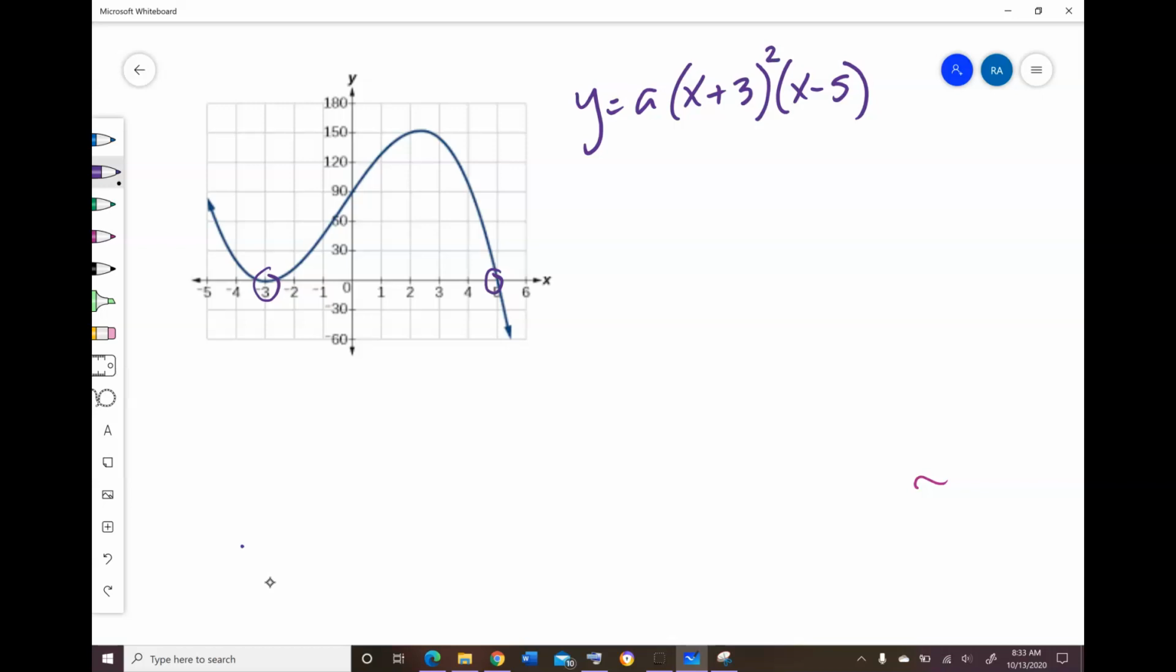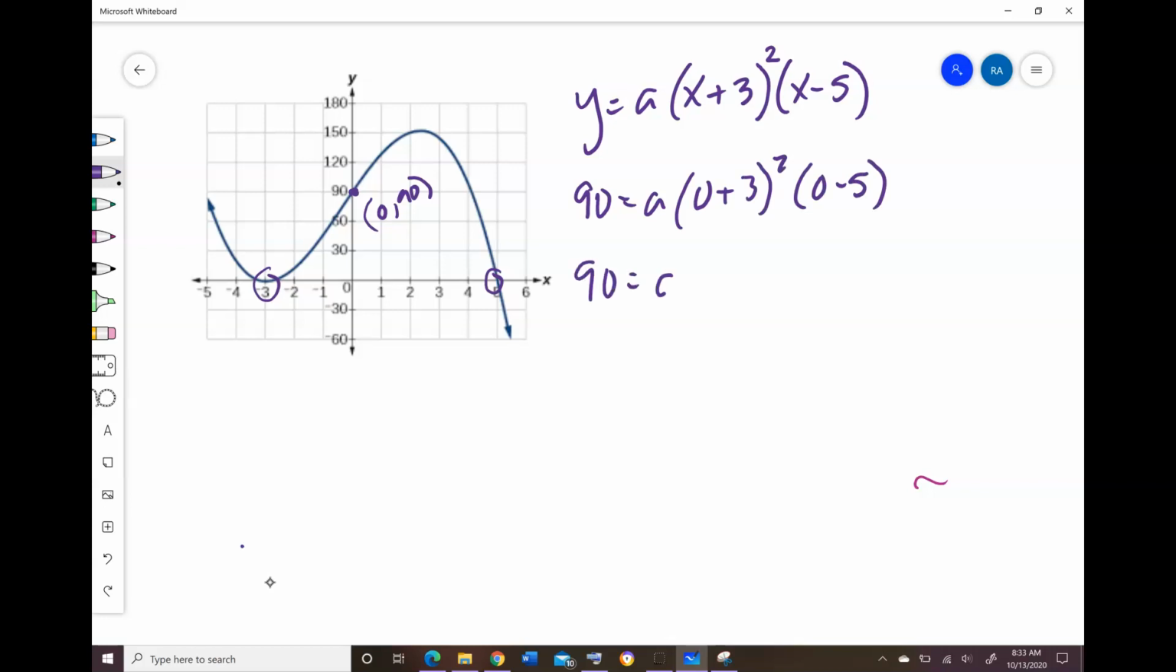Now, this one doesn't give you a point, but it has good enough grids where you guys can find a point. And if you look, I have a point right here, the y-intercept. It's going to be 0, 90. We can use that. X is 0, y is 90. This one should be easier. So we're going to plug it in. 90 equals A, 0 plus 3 squared, and then 0 minus 5.